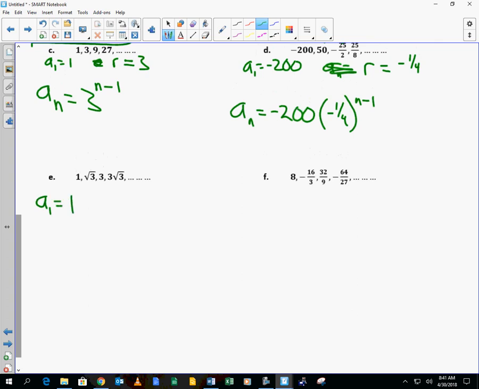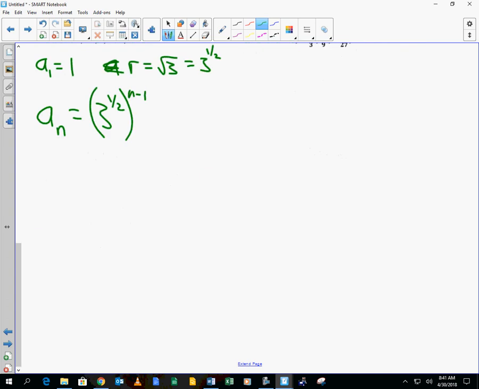A sub 1 is 1. What's your ratio here? The root of 3. Would you agree the root of 3 is the same as 3 to the 1/2? So we have 1 times 3 to the 1/2 to the n minus 1. Well, if I have a power to a power, what do I do? Multiply them, so I get 3 to the n minus 1 over 2.